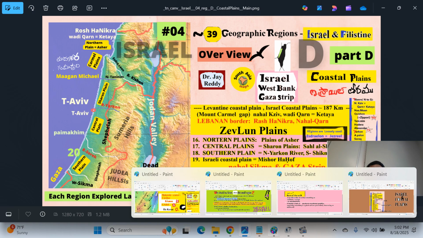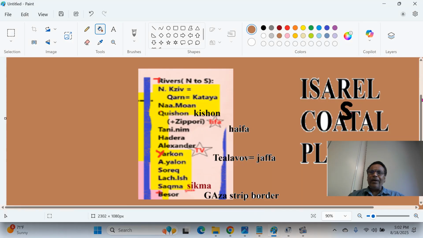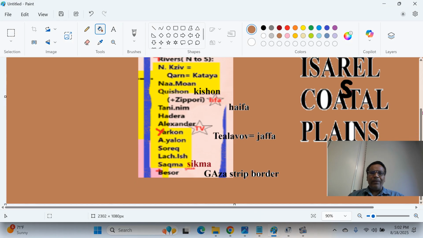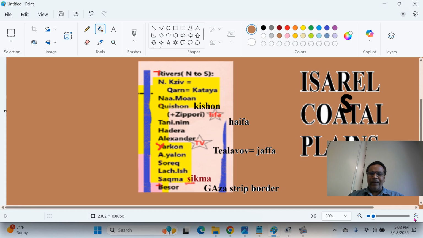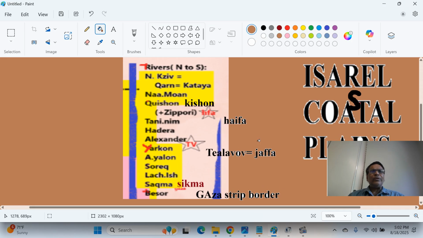And here I have shown the coastal plain's prominent rivers. You can stop here and learn those rivers from north to south. Lebanon will be somewhere here. The Gaza Strip, an exclave of the geopolitical entity Palestine, will be somewhere here. Remember, there are different names for these water bodies: nahals, wadis, rivers. I have given some, so if you come across different ones, you have to keep that in mind.